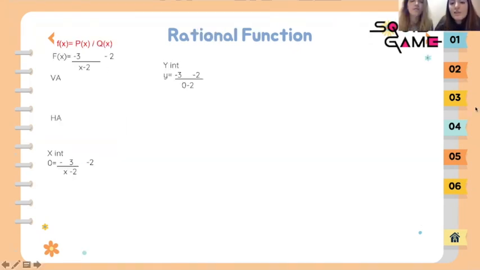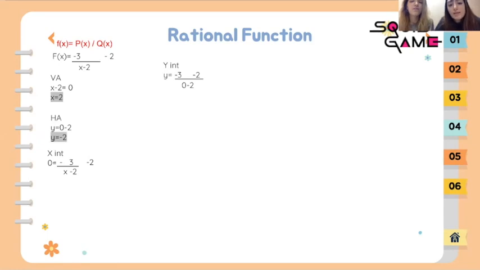The next challenge is a rational function. The problem is f(x) equals minus 3 divided by (x minus 2), minus 2. The first step is to find the vertical asymptote. We set the denominator equal to 0. So x minus 2 equals 0. We pass the -2 to the other side, and we get x equals 2. Then we have to solve the horizontal asymptote that, since we don't have an x in the denominator, is 0 minus 2. Y equals -2.